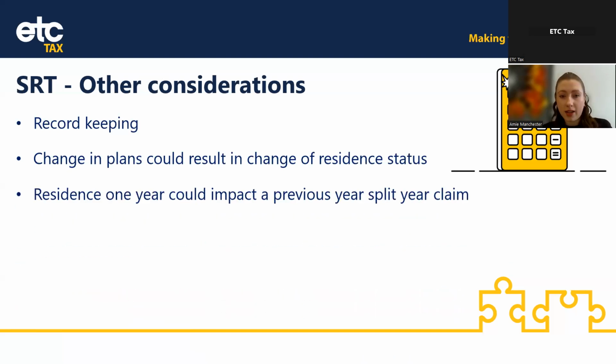And then in a similar fashion, residence in one year could impact a previous year's split year claim. Some of the cases, we haven't had time to go through them in detail today, but some of the cases do need the client to either be a resident in the following tax year or a non-resident in the following tax year, depending on whether they are leaving or arriving in the UK. And if you come to look at that following tax year tax return and the residence hasn't gone the way you anticipated, that previous year split year claim can be impacted. So it might be a case of needing to amend the tax return to ensure the reporting is correct and rectify any changes needed on the return.